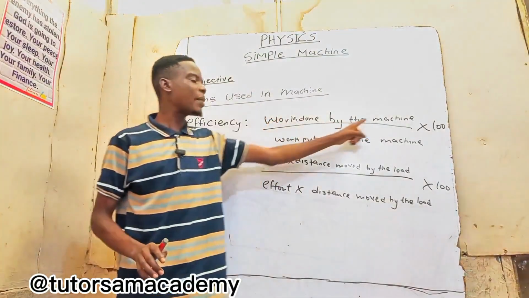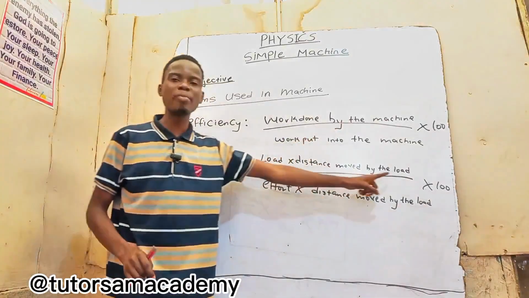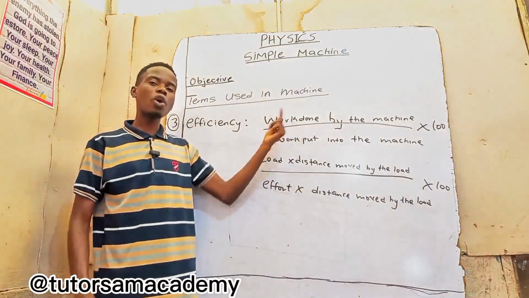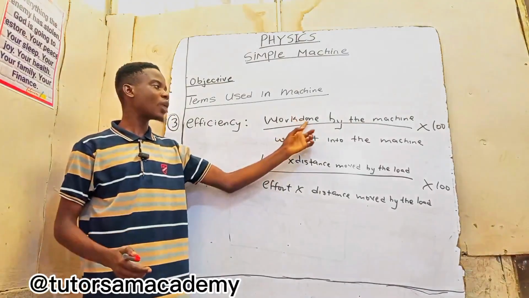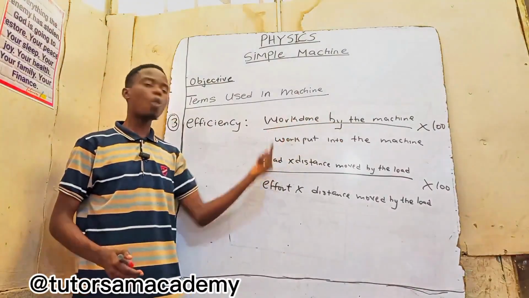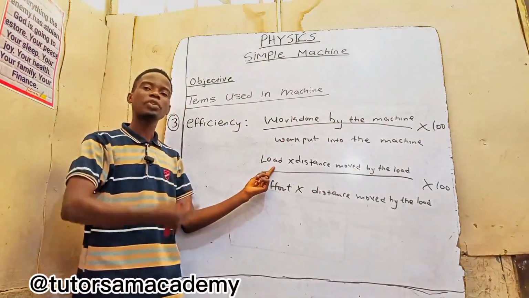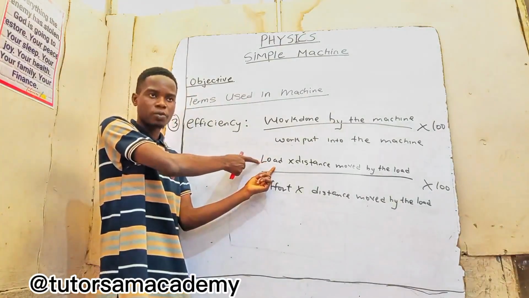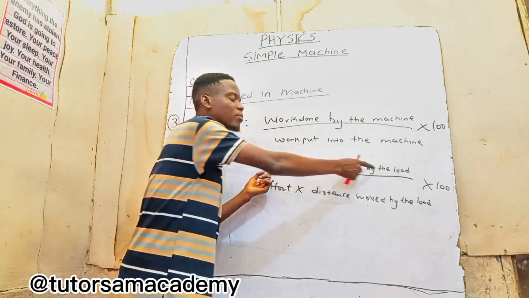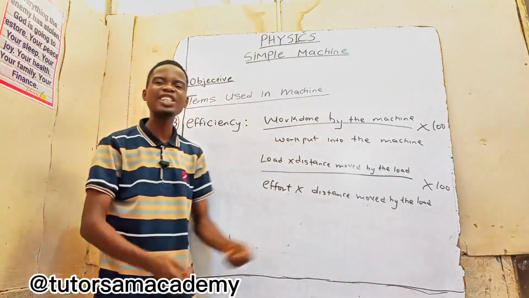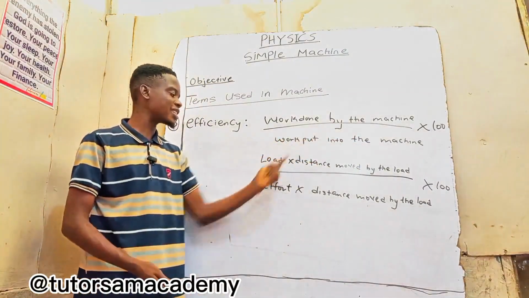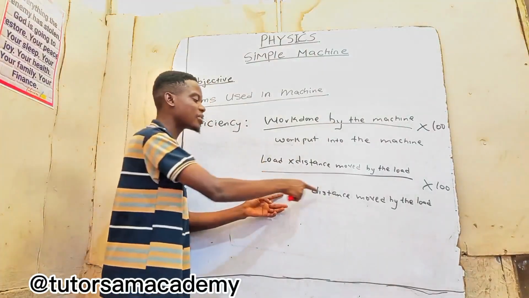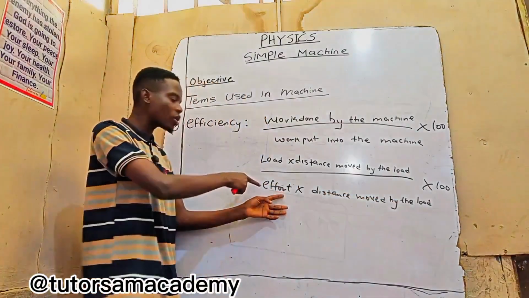So work done by the machine is load times distance moved by the load. The reason why I say it is load times distance moved by the load is because work done is force times distance. But when you are considering it in terms of a machine, the work done will no longer just be force, it will be the load. Don't forget, load is a force. It's called the resisting force, multiplied by distance moved by the load. Then work put into the machine is your effort. So force in this case will be our effort. Instead of force times distance as work, it will be effort times distance moved by the load, because effort is an applied force.